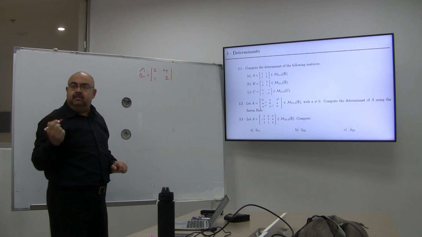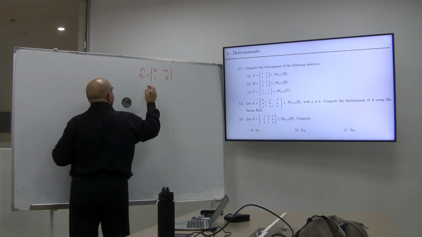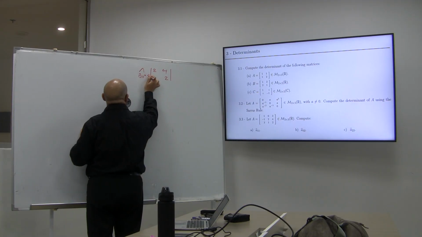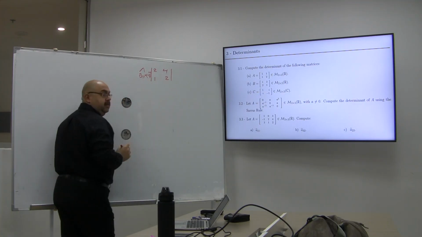Mr. Ziyad, what is the sign? The sign is positive. How did you know it is positive? Because it's negative 1 to the power of 1 plus 1. I will add these two numbers together.